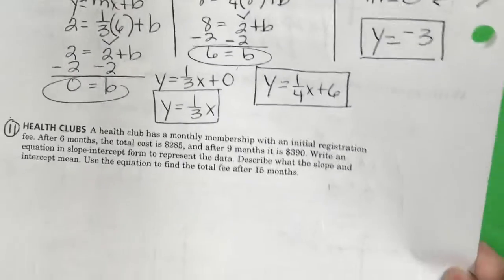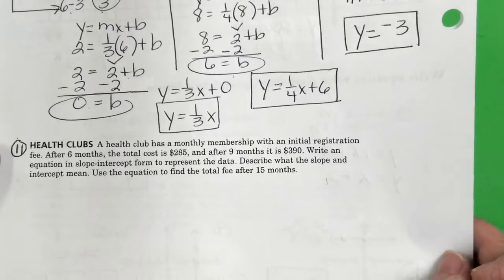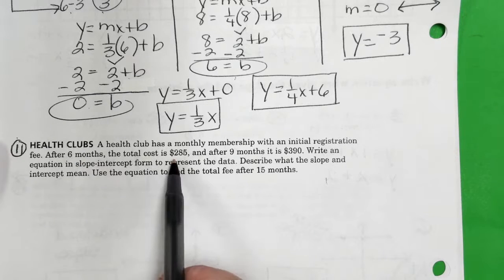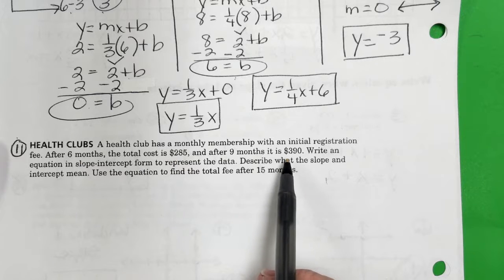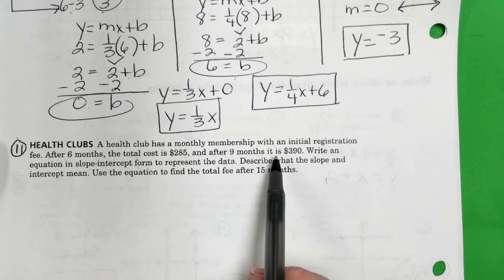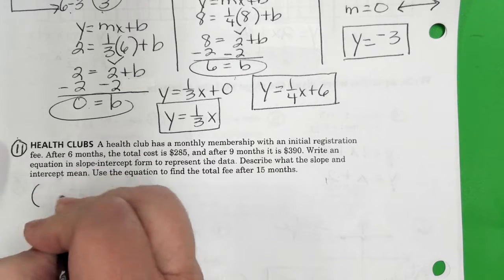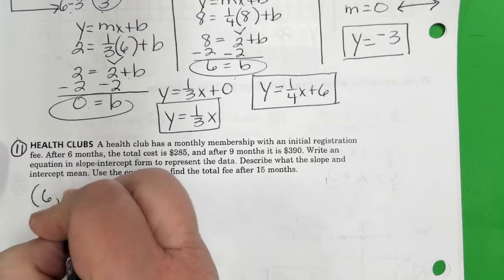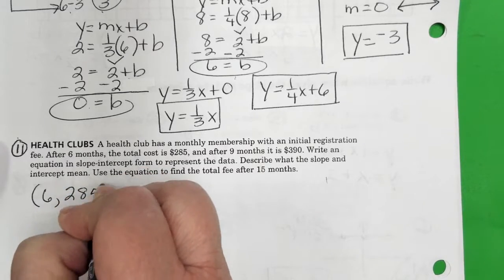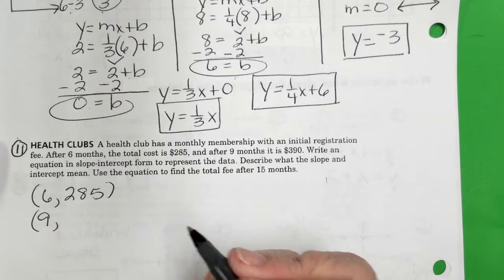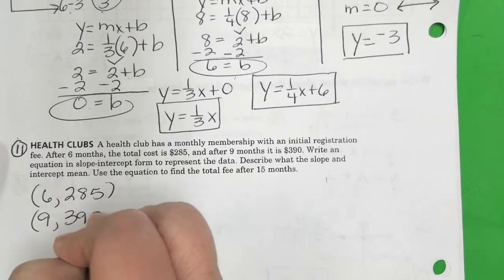Next, problem number 11. In reading this problem, we have membership for 6 months has a total cost of $285. 9 months has a total of $390. Well, from this word problem, those are our ordered pairs. Time is x, so 6, 285. 9 months and $390.